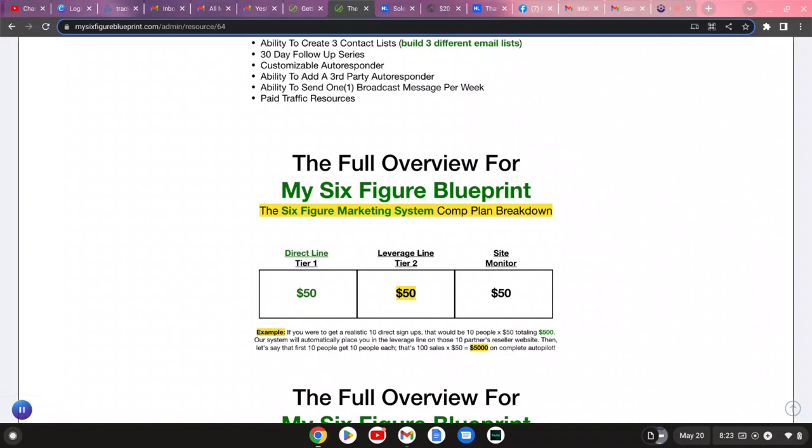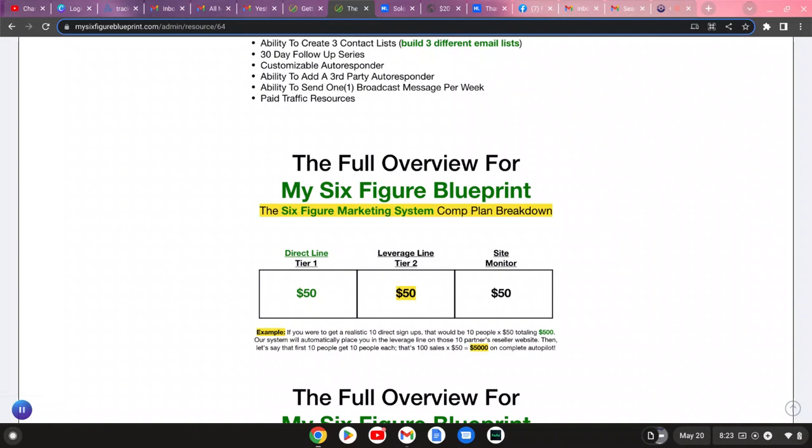When I joined the marketing system yesterday, I paid the person I signed up under, Chris. I signed under his link, so I came in under Chris, and he gets $50. Then whoever Chris joined under gets $50. So basically, my sponsor got 50, his sponsor got 50, and then the company gets 50. So that's how that works.